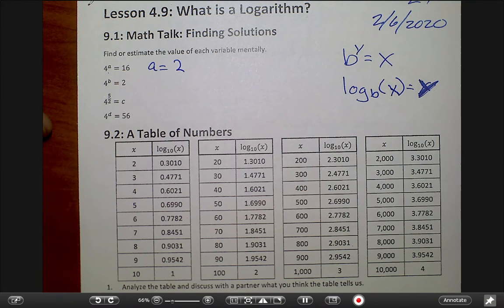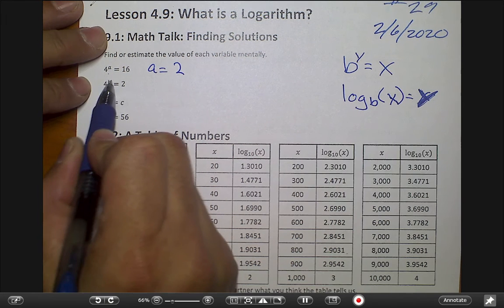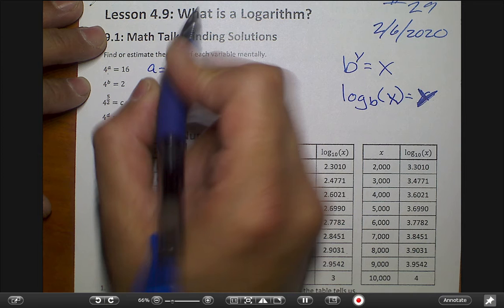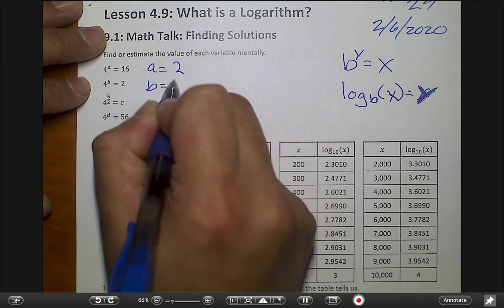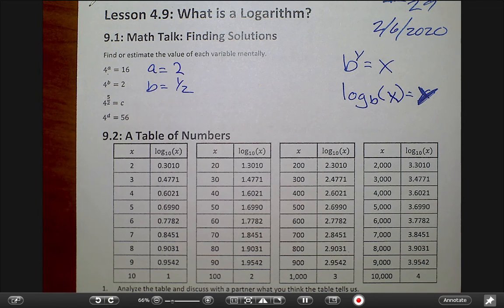Now, this next one's kind of tricky. 4 to some power is going to give me 2. Yes, it is 1/2. Because the square root of 4 is 2, isn't it? So B is 1/2. Because, remember, if my exponent is a half, that means the square root. If it was a third, it would be cube root.